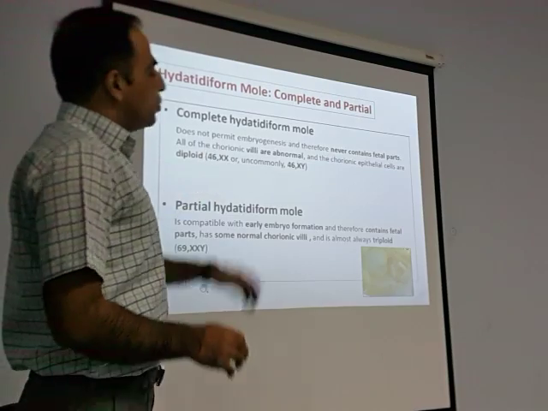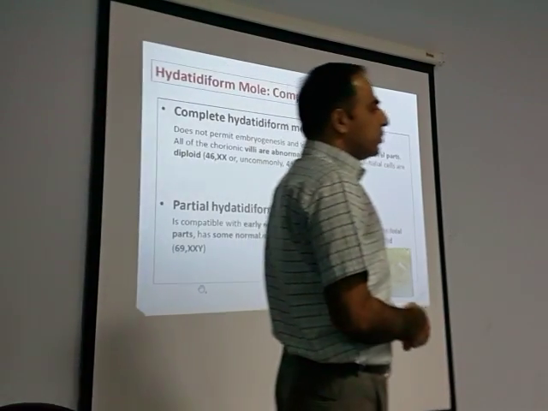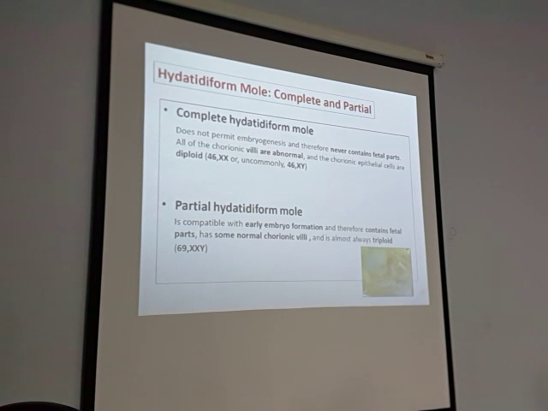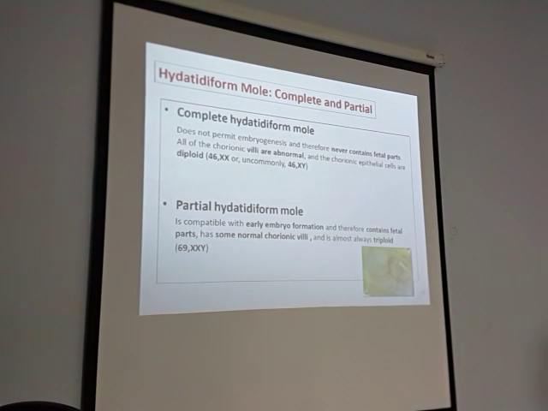So coming to the H mole. What is an H mole? Hydatidiform mole. These are of two types, incomplete and complete, or you can say complete and partial. What is a complete hydatidiform mole? It means this type of mole doesn't permit any embryogenesis. There is no embryogenesis, so you do not find any fetal parts.